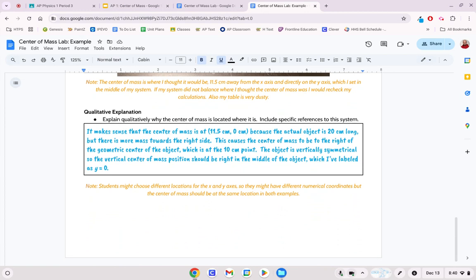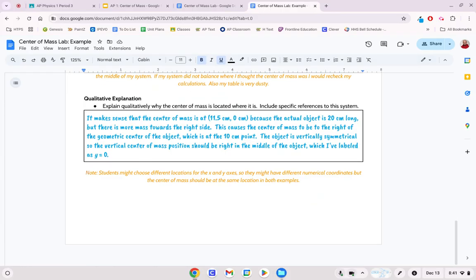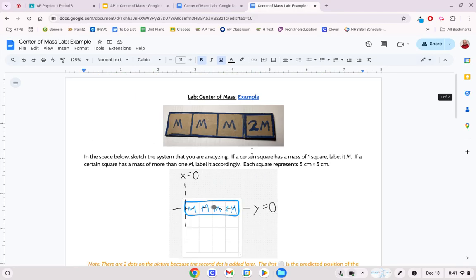And then the nice thing about center of mass is you can see it in real life, you can describe it mathematically, and you can describe it with words. It makes sense that the center of mass of this system would be at 11.5 centimeters horizontally, because there's a little more mass on this side, so I'd expect it not to be in the geometric center if it's shifted this way. You're going to do that for 4 different systems today, and you're just going to grab 4 different little cardboard systems.